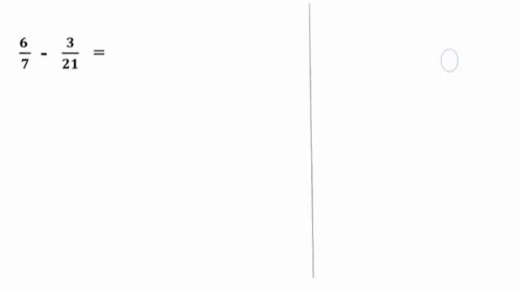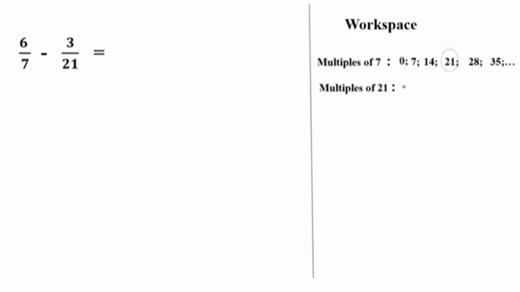We have to reduce the denominators into the same denominator. So we draw a line. To the right, we write the multiples of 7 and the multiples of 21. Multiples of 7 are 0, 7, 14, 21, 28, and 35. The multiples of 21 are 0, 21, 42, etc. We can notice that both have 21, so we use 21 because it's a common multiple for both numbers.